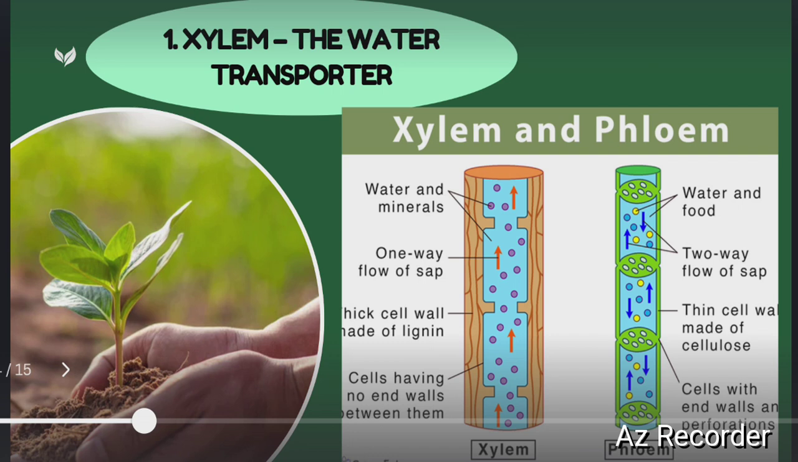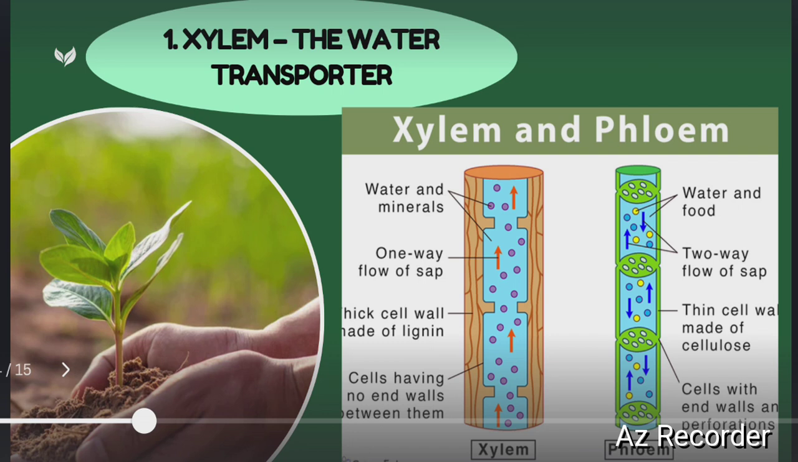It works through transpiration pull. What is that? Water evaporates from the leaf surface, and it pulls more water upward. That is what we call the transpiration pull. And the key term here is transpiration. What is transpiration? That is nothing but the loss of water vapor through the stomata. On the leaf surface, water is evaporated by the action of the stomata. And this is all about the xylem.